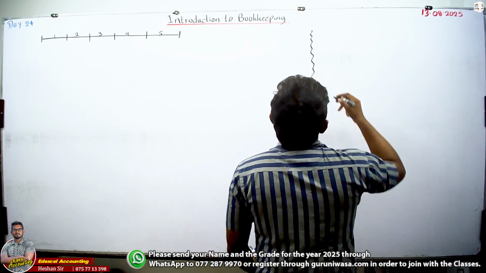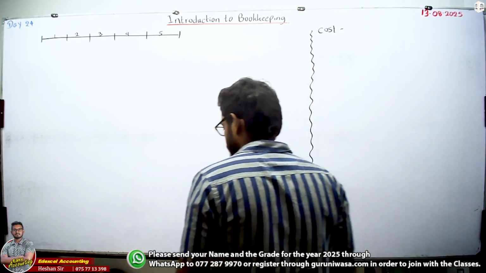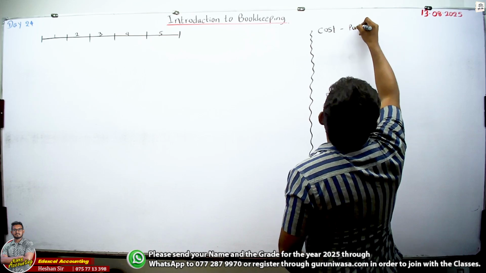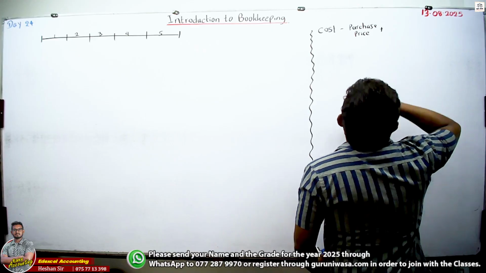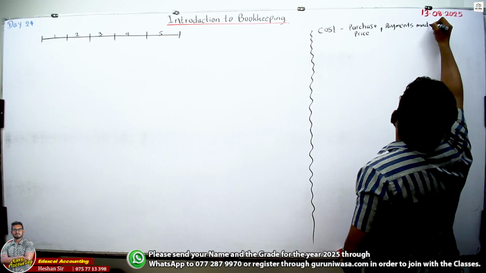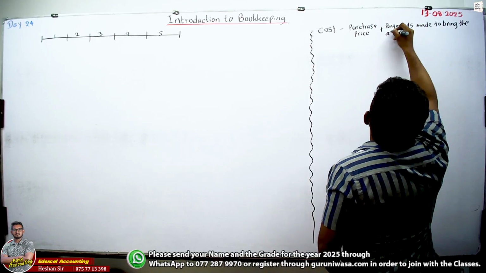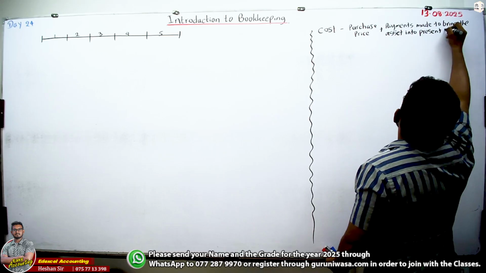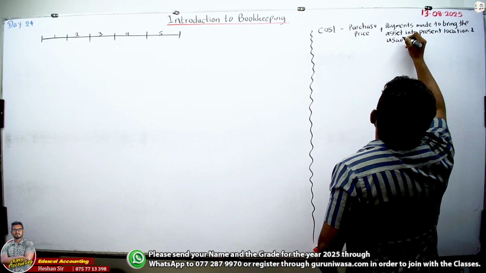Right. First of all, you need to have an idea about the cost of the non-current asset. What is the term called cost? Cost means the purchase price, right? Payments made to bring the asset into its present location and usable condition.